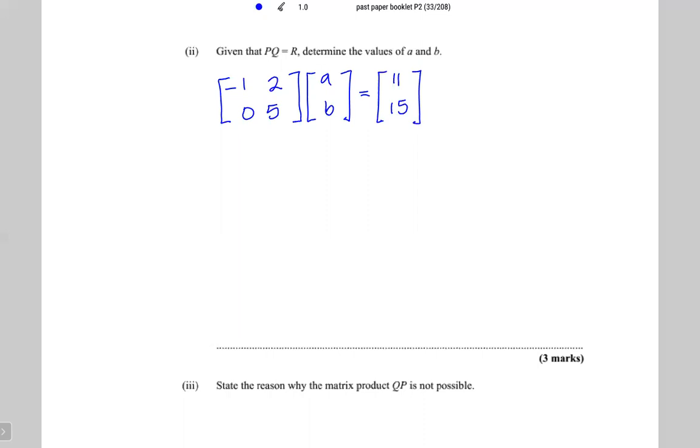First element in the row, minus 1, times the first element in the column, A. So minus 1 times A is minus A. Then the second element in the row, 2, times the second element in the column, B. So 2 times B is 2B. If I multiply the top row by the column, I'm going to get the top value in the answer.